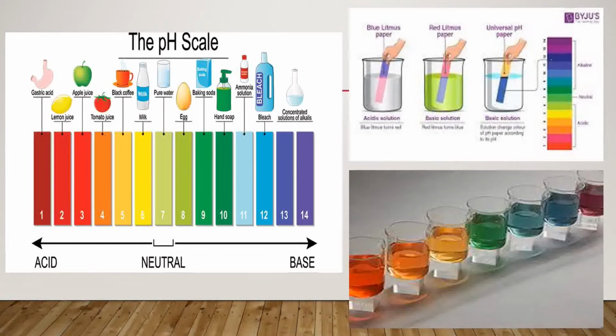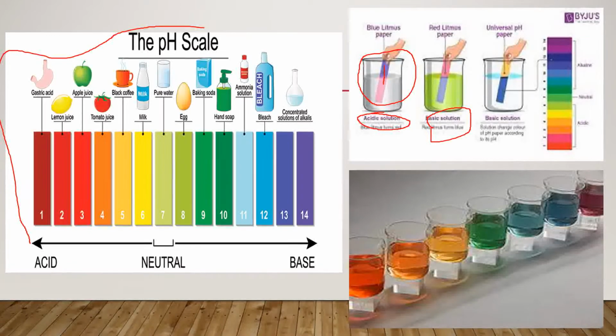See, this is the pH scale, and this is the litmus paper which I was telling before. See, in an acidic solution, the blue litmus paper turns to red, and in a basic solution, the red litmus paper turns to blue litmus paper.